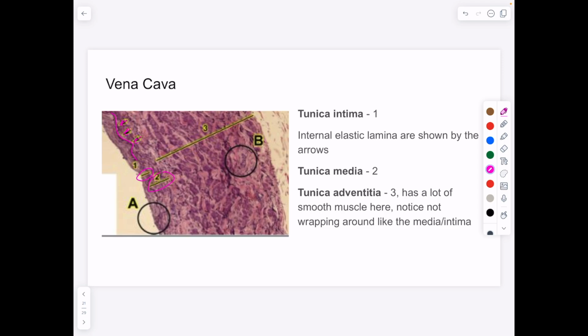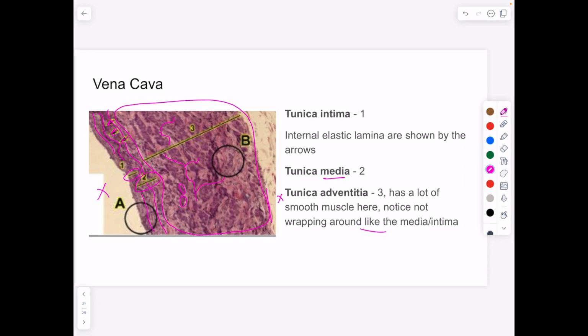And then, again, notice that you could appear to draw a line along the entire thing. So it would appear that the tunica media and the tunica intima are wrapping around that lumen. But here, it's just less clear. The lines are all kind of broken up. And so it looks like we might have some parts that are not quite as concentric, right? And so it's a good sign that we're in the tunica adventitia. It does have smooth muscle, but again, not wrapped around in the same way. So that's the vena cava.